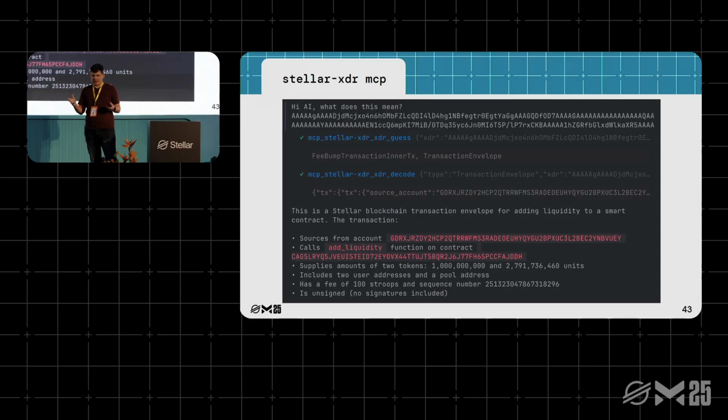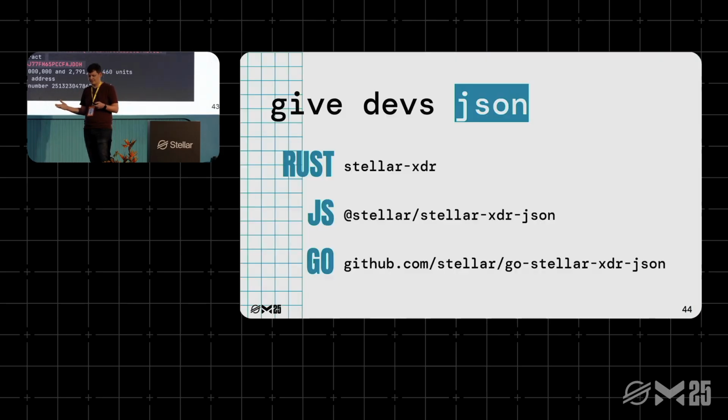Chatting to my AI agent that's connected to the Stellar XDR MCP, I can ask questions about what a transaction does, and even ask the agent to make changes to the transaction or create entirely new XDR values. All of this is possible because the XDR MCP gives the AI agent XDR JSON and JSON schema, and agents know how to work with JSON really well.